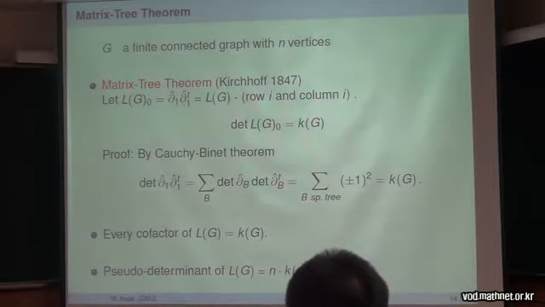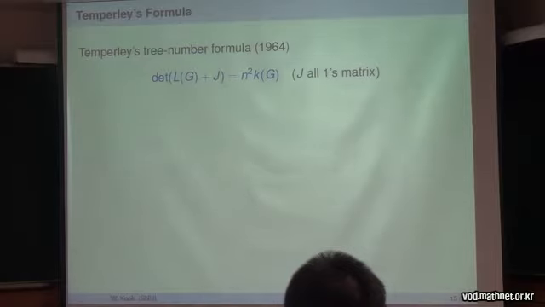The reason we have these three different versions is that LG is not invertible, and we have to do something to remedy that, which is deleting a row and column before we take the determinant. However, we can show that deletion is unnecessary, because you can just add the J matrix, and if you take the determinant, you get a bit more than KG. The extra factor is n squared. However, that can be easily remedied by dividing both sides by n squared if what we're interested in is KG.